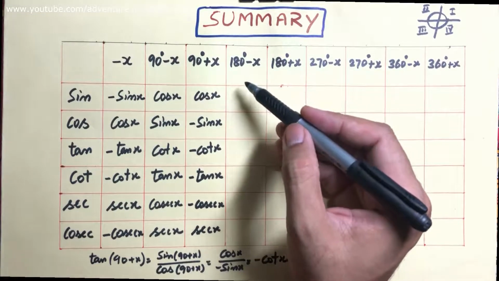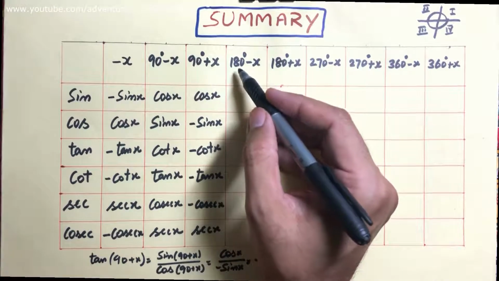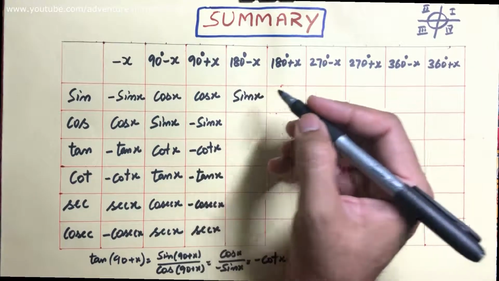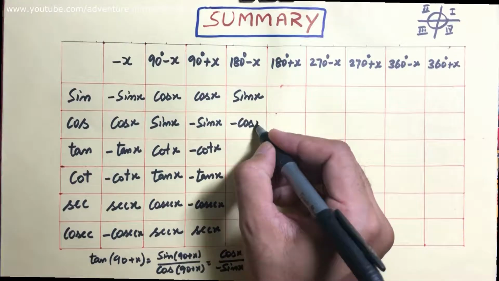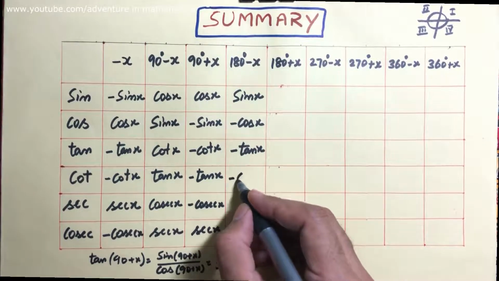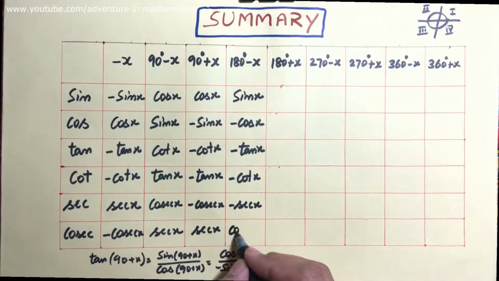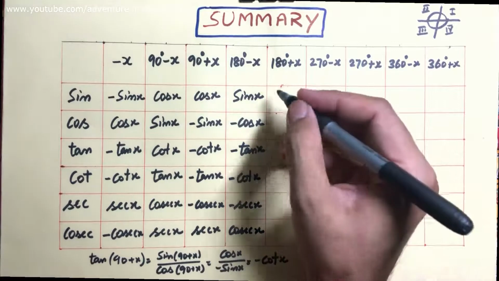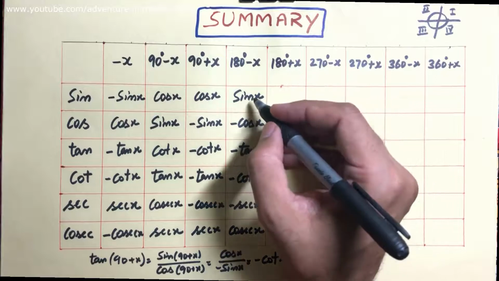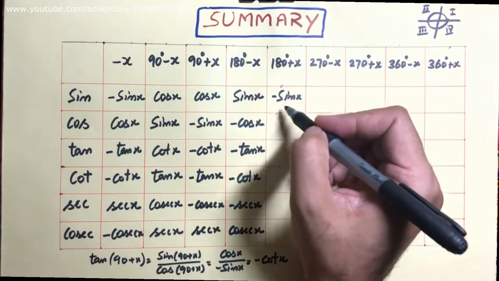Now again for 180 minus x, we are in the second quadrant and sine is positive, so sin of 180 minus x is sin x. But cos is negative, so we get minus cos x, similarly minus tan x, and here minus cot x, minus secant x, and here we have positive cosecant x. And 180 plus x. Now we are in the third quadrant, so sine is negative, so sin of 180 plus x is minus sin x.